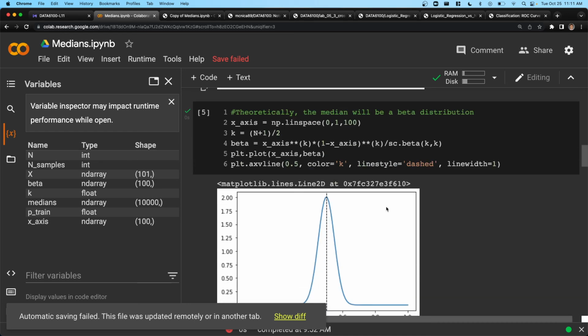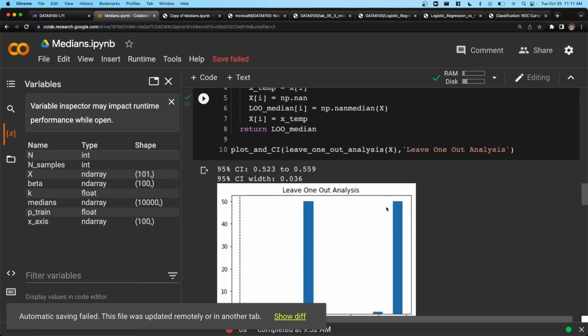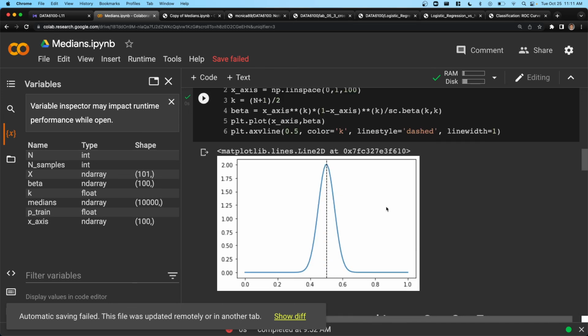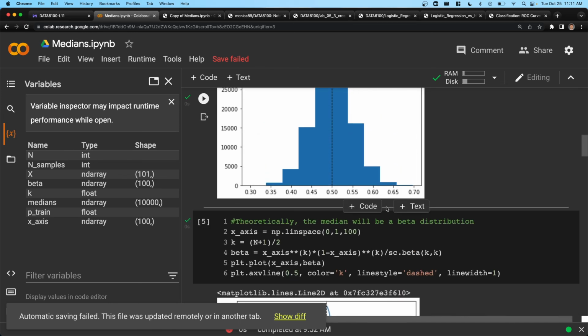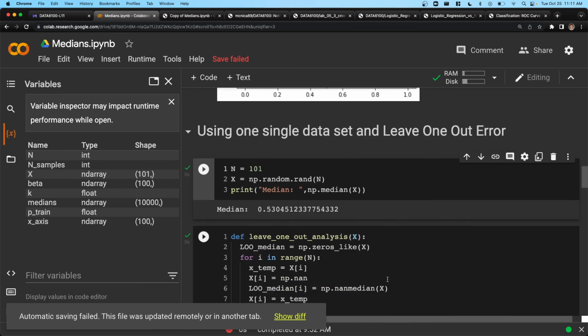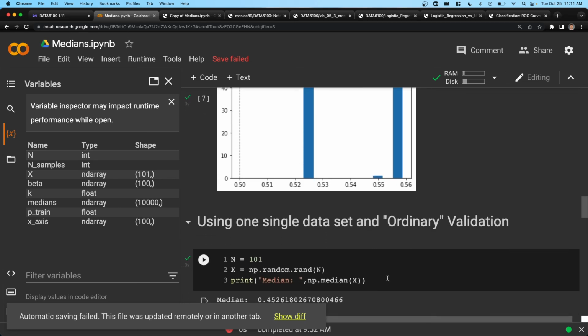So what is the moral of the story? The leave one out error is not good for medians. It's not telling you how much the median changes. Okay, let's try the other thing that we learned, which is ordinary validation.